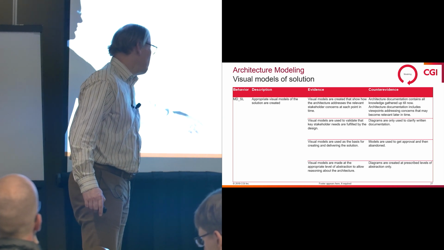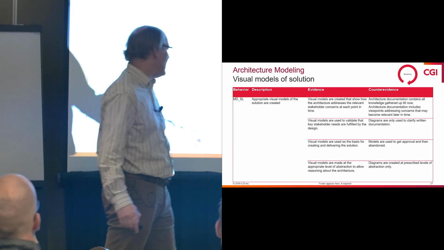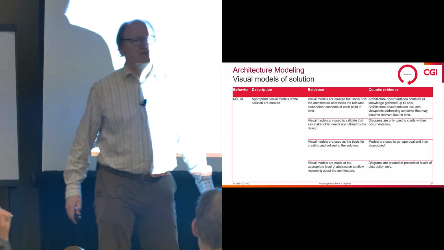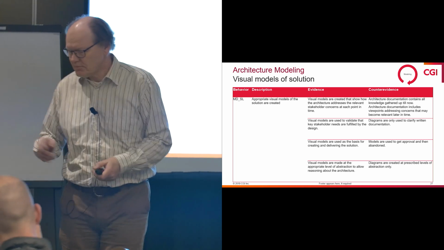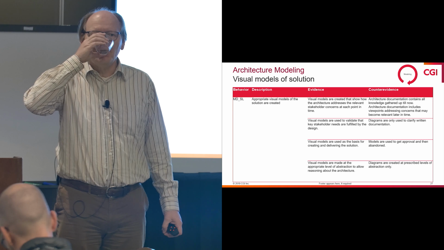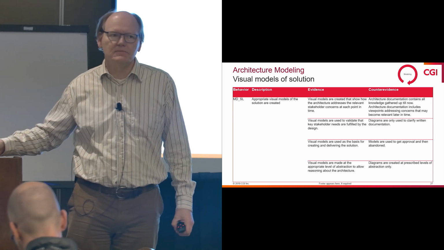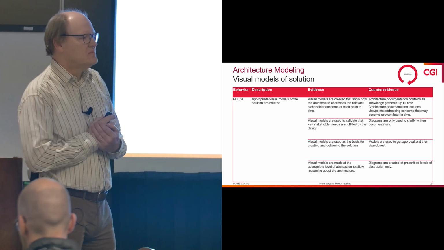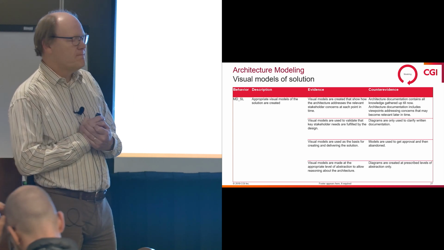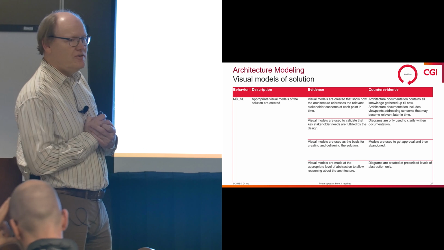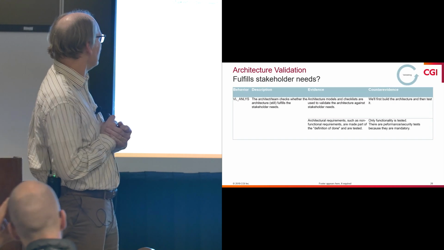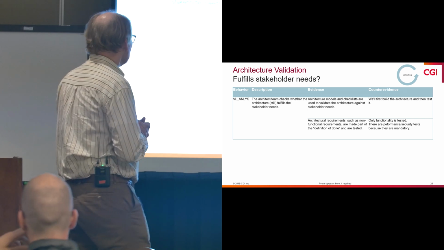Visual models are made at the appropriate level of abstraction to allow reasoning about the architecture, or they're only created at prescribed levels of abstraction. So, what is your grade? Okay, those are the two modeling behaviors. Let's continue.